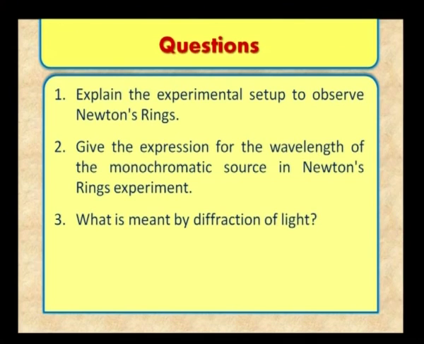The questions are: 1. Explain the experimental setup to observe Newton's rings. Question number 2. Give the expression for the wavelength of the monochromatic source in Newton's rings experiment. 3. What is meant by diffraction of light?